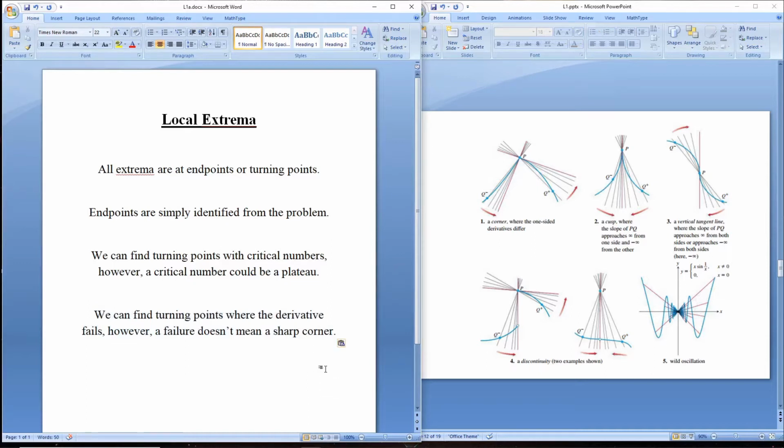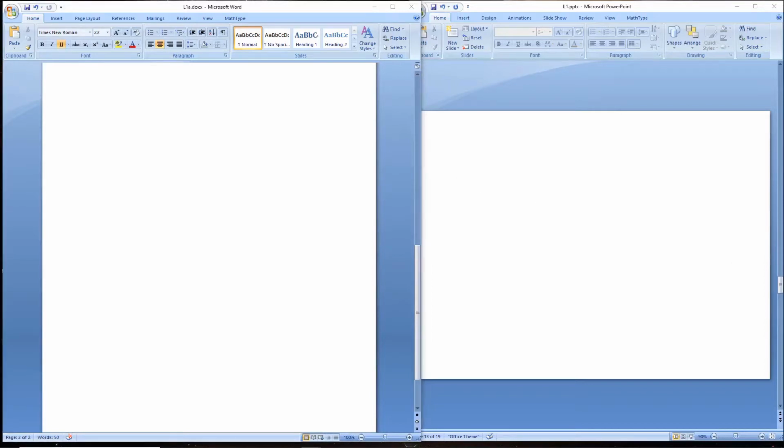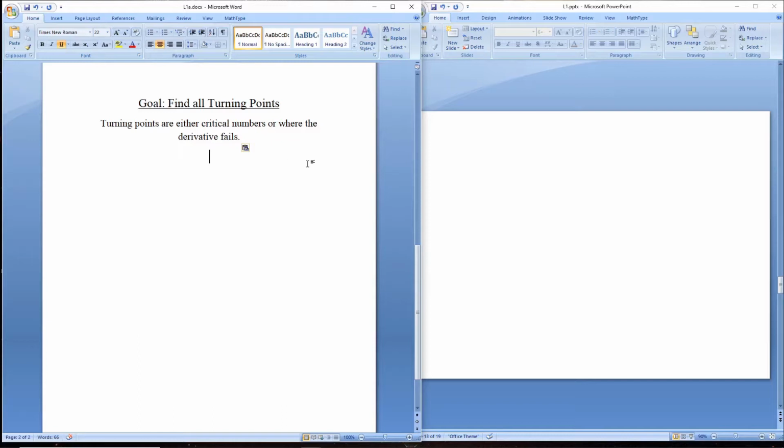And this is what we're going to do. So here's a summary of how we're going to approach this. Our goal is to find all turning points. Getting the endpoints will be straightforward. Just identify it from the problem. The challenge here is getting all the turning points. And how do we do that? Well, turning points will either be critical numbers or where the derivative fails.